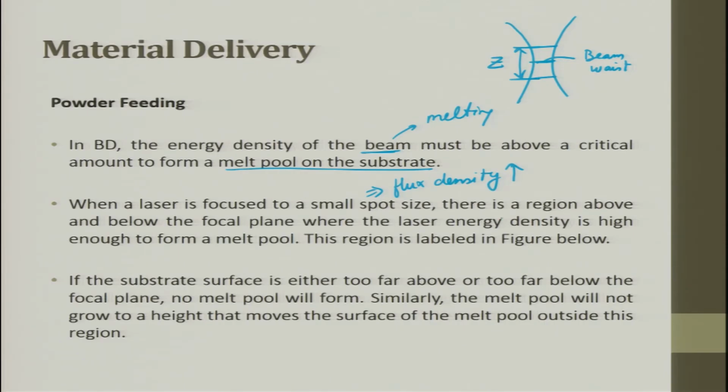Okay. So, here is the region above and below the focal plane where the laser energy is high enough to melt, the melt pool. If the substrate surface is either too far above or too far below the focal plane, no melting will happen. So, if it is above this or below this, no melting will happen. Similarly, the melt pool will not grow to a height that moves the surface of the melting pool outside the region.